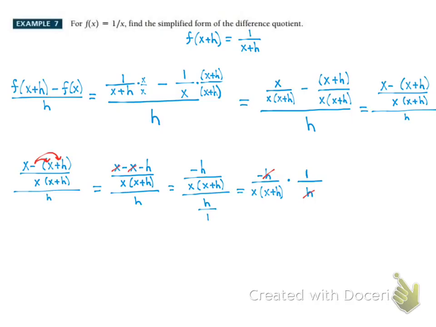Now these h's will cancel, and so I'll just be left with negative 1 over x times x plus h. And so this is our answer. This is our simplified difference quotient.